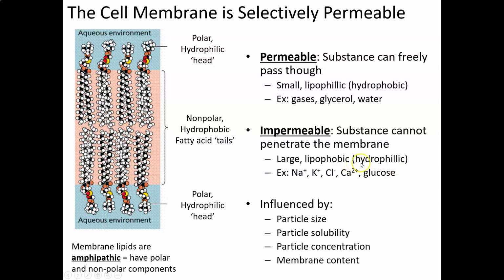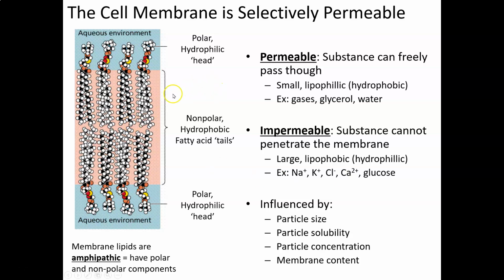So what determines how things get across? It's influenced by a couple things. Particle size. Smaller molecules go through faster. Particle solubility. The more soluble you are in the membrane, the faster you go through. Particle concentration. The higher the concentration difference from one side of the membrane to the other, the faster a molecule goes through. And finally, membrane content. The more cholesterol you have in a membrane, that's going to affect how fast things go through.